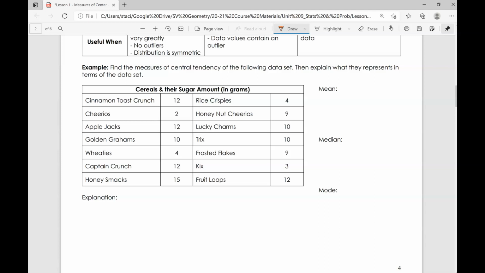And when we look, we can see we have, let's see, 1, 2, 3, 4, 5, 6, 7 on each side. So we have 14 data points total. So when we want to find the mean, we're going to be dividing by 14. So to find the mean, we want to start adding up all of the amount of sugar that is in each of these cereals. So we'll add 12 plus 2, and we'll just keep adding all of those numbers up. So you can be adding these up in your calculator while I'm doing the same thing.